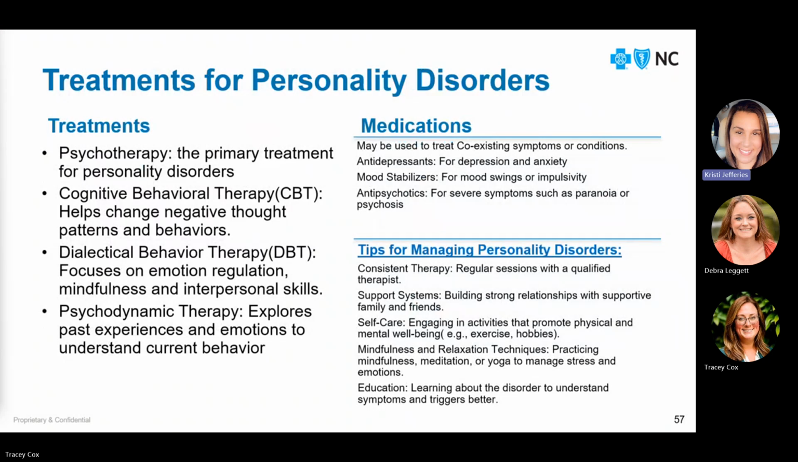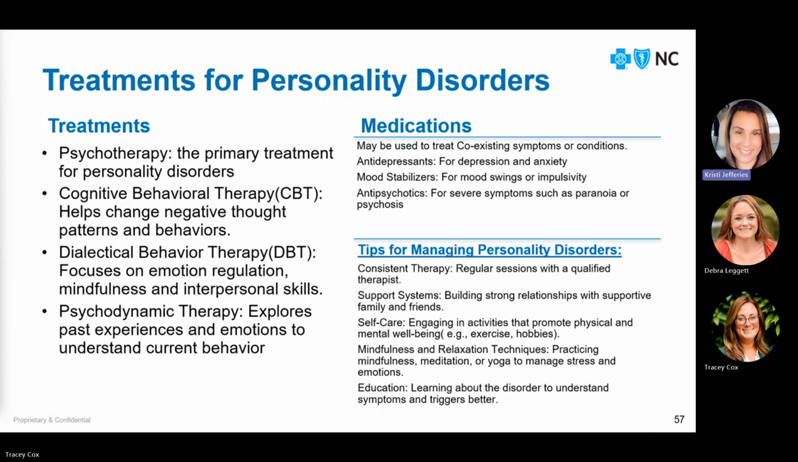Treating personality disorders typically involves a combination of psychotherapy and, in some cases, medications. Psychotherapy is the primary treatment and includes several approaches. Cognitive behavioral therapy helps patients identify and change negative thought patterns and behaviors. Dialectical behavior therapy is particularly effective for borderline personality disorder. DBT focuses on emotion regulation, mindfulness, and improving interpersonal skills.